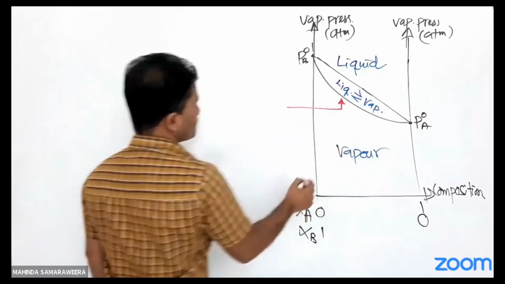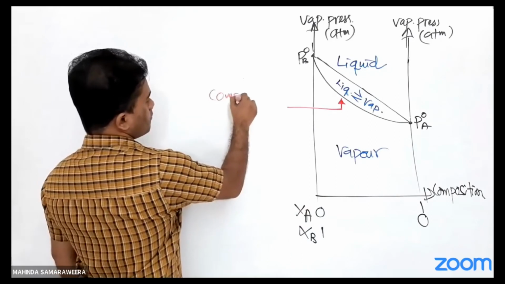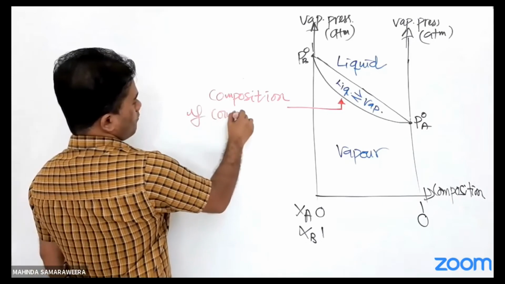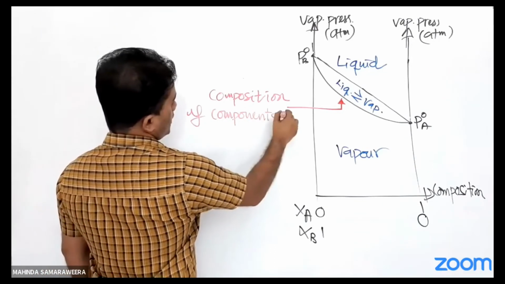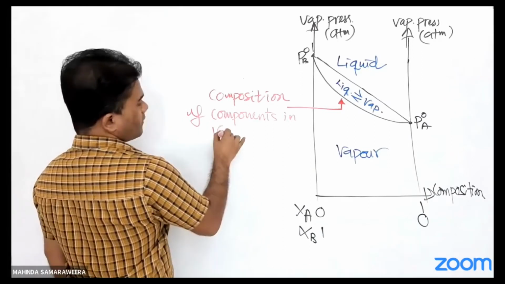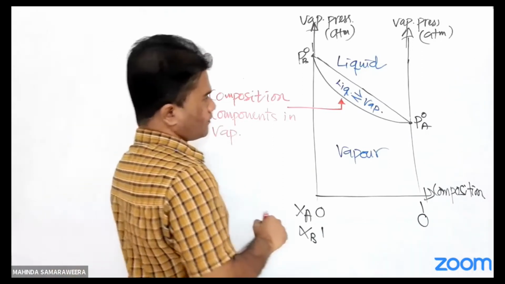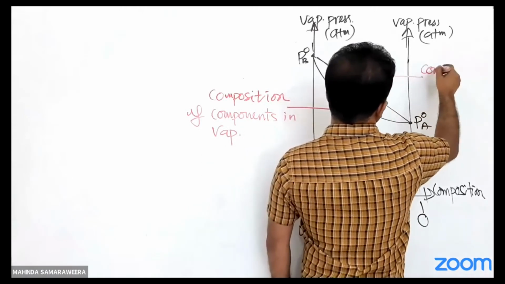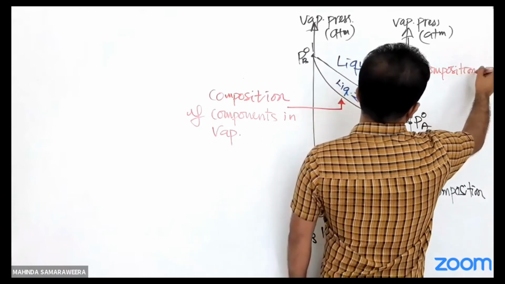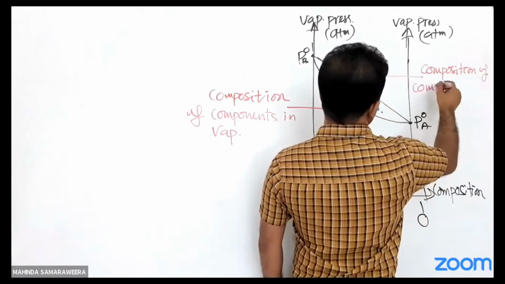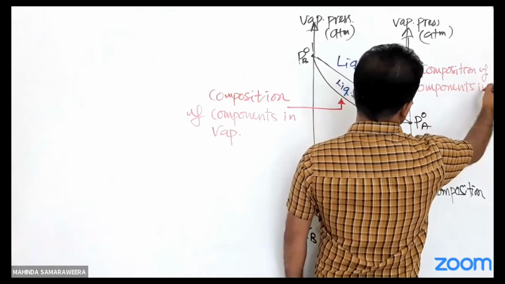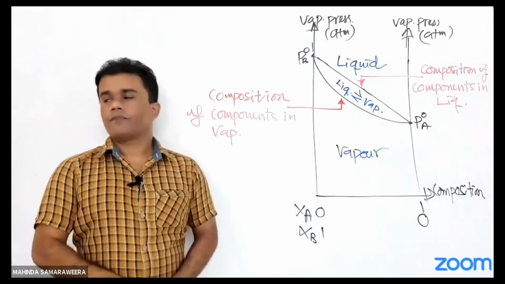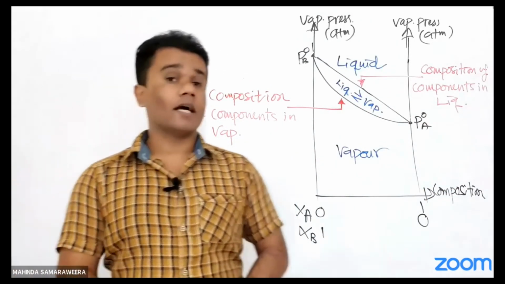The below line is the composition of components in the vapor phase. What does this line represent? This line represents the composition of components in the liquid phase. Okay, that's the complete diagram we have.